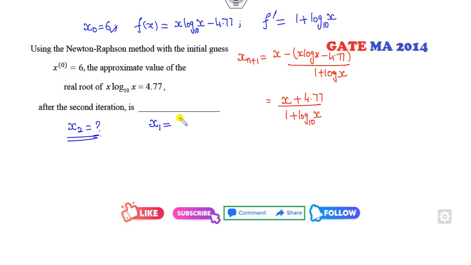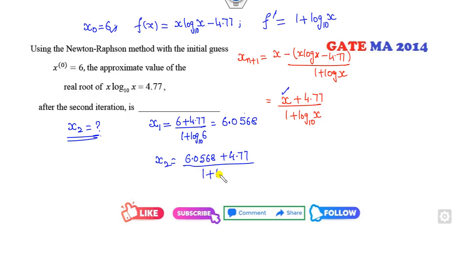For x1, the initial guess is 6. So 6 plus 4.77, over 1 plus log to the base 10 of 6. I can use my calculator and I get this value 0.568. What is the x2? I can substitute this value again here, 0.567 plus 4.77, over 1 plus log to the base 10 of this number. I can again use my calculator and I will get 6.08. So that is the right answer of the problem. You just look at this statement and follow the simple procedure.